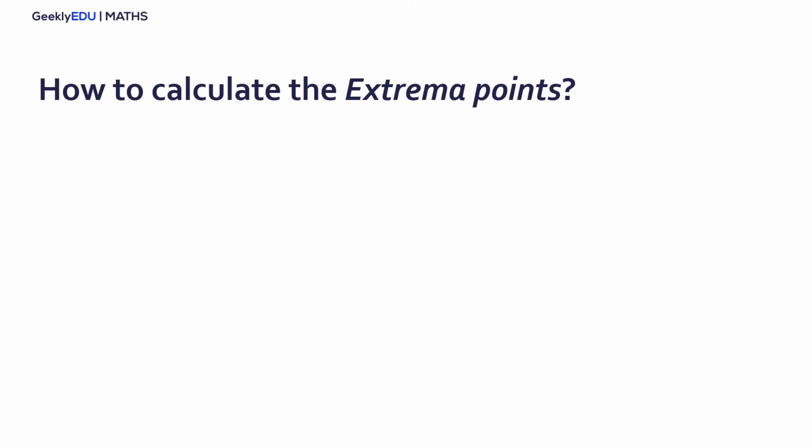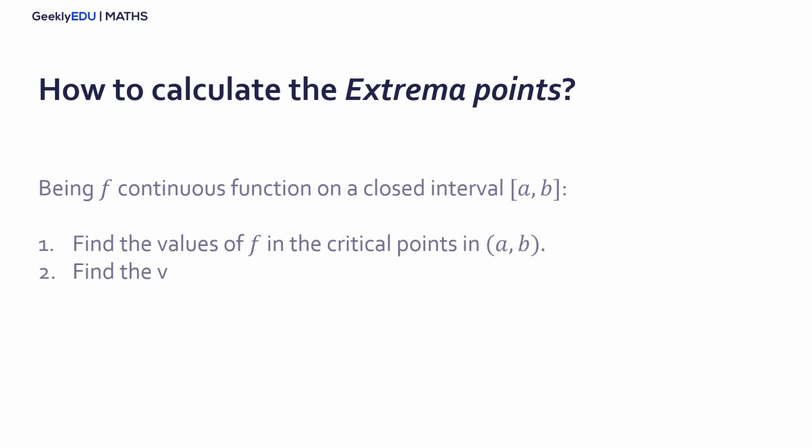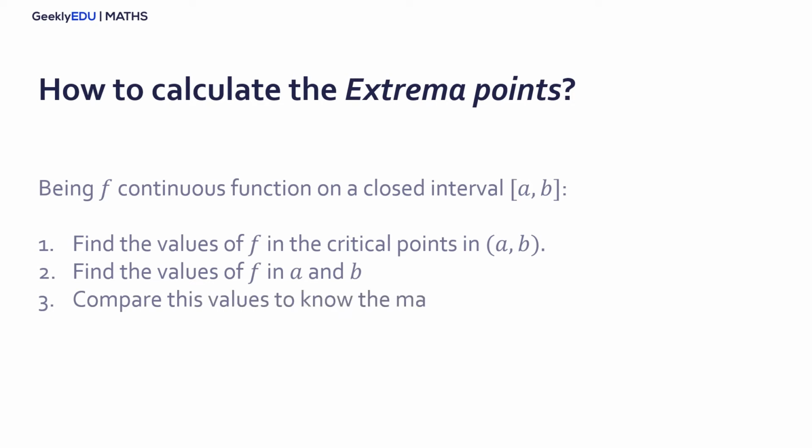Now we know what a critical point, a maximum, and a minimum are. Now, how do we get those values? Assuming f is a continuous function on a closed interval [a, b], the square brackets denote that the interval is closed, the first step is to find the values of the function at the critical points in the open interval (a, b). This is done with the first derivative of the function, evaluating these values in the function.